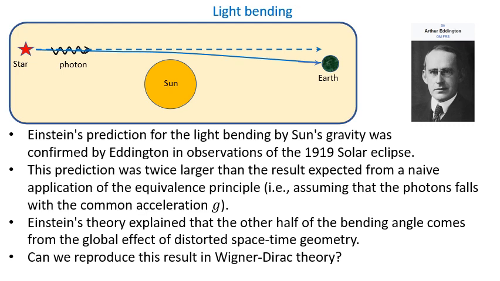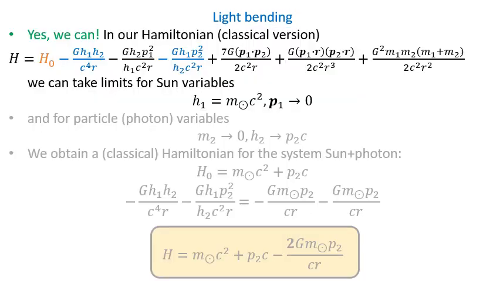Can Wigner-Dirac theory of gravity explain this double bending angle effect? Yes, it can. To demonstrate that, let us adjust our Hamiltonian to the particular system sun plus photon. Sun variables have index 1, and we will assume that sun's momentum is 0. Then sun's energy is simply a constant mc squared.